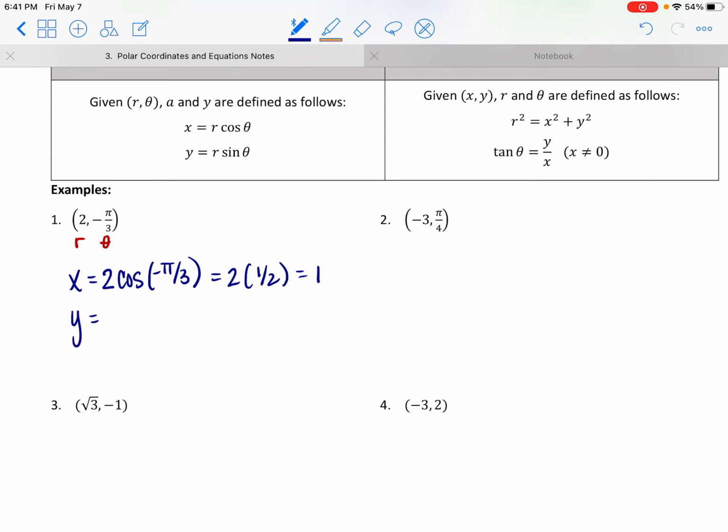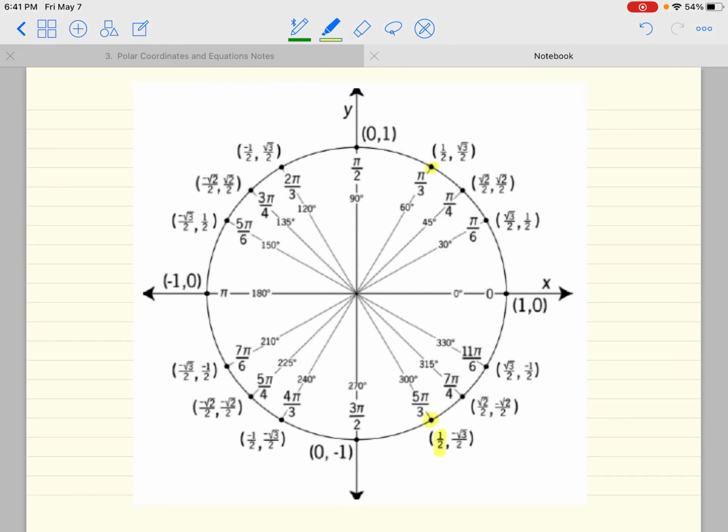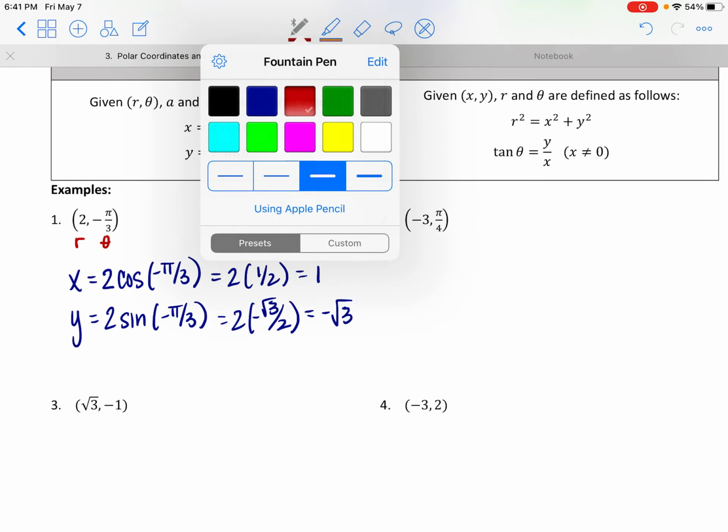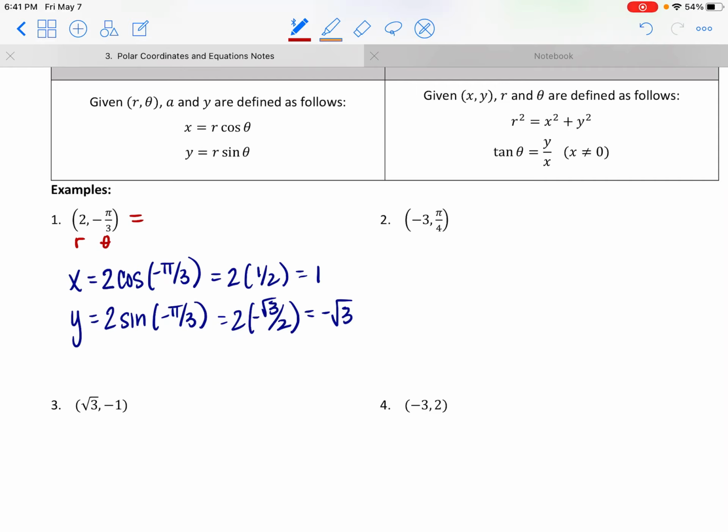And to get our value for y, it's 2 times the sine of negative pi over 3. So again, back to the unit circle, the sine for negative pi over 3 is negative radical 3 over 2. So this is really 2 times a negative radical 3 over 2. So those 2's will cancel and give us a negative radical 3. So that means the polar coordinate 2 and negative pi over 3 is equivalent to the rectangular coordinate with an x value of 1 and a y value of negative radical 3. Whew. Okay, so there's one.